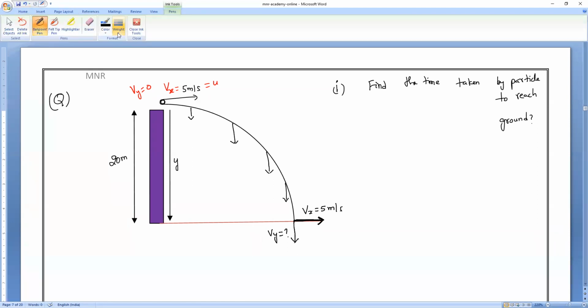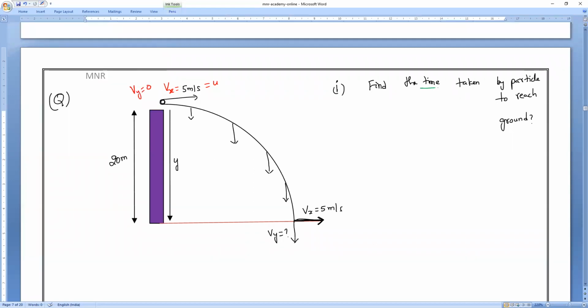What is our first question? Find the time taken by the particle to reach the ground. So let's start now, everybody. X direction, no need to consider. Only one direction we have to consider. What is the direction, everybody? Y direction. That's all.